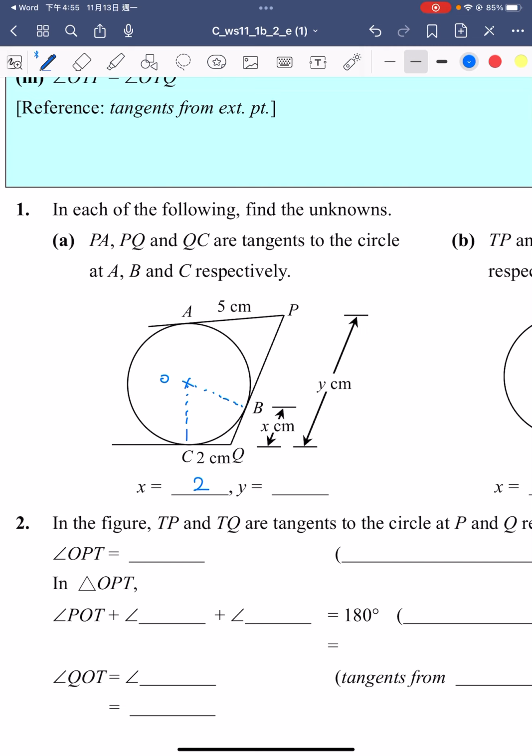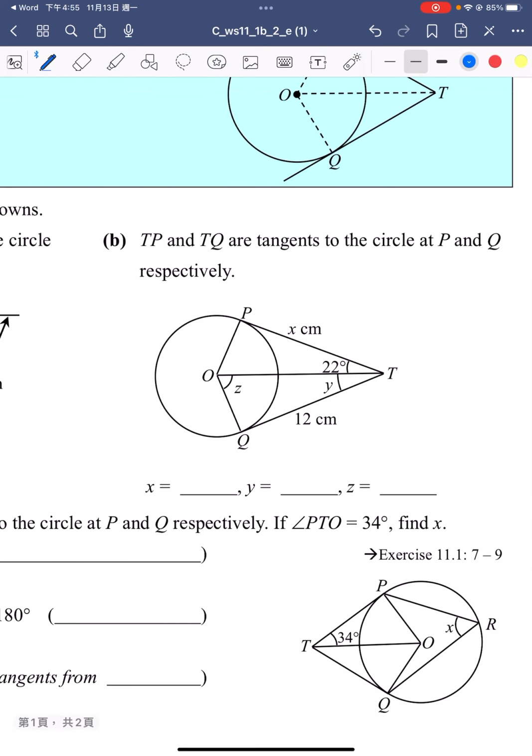And then next, we have PB. If we connect OA, you can see that P is actually the external point, so we have PB equal to AP. Then PB is equal to 5, and BQ is equal to 2, so y should be equal to 7. So that's question 1A, and then we try to do question 1B as well.